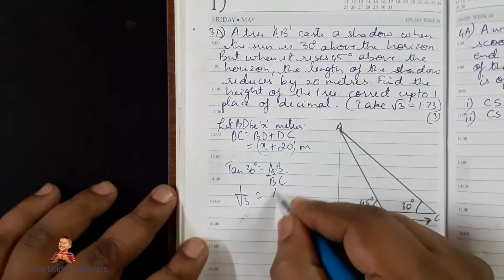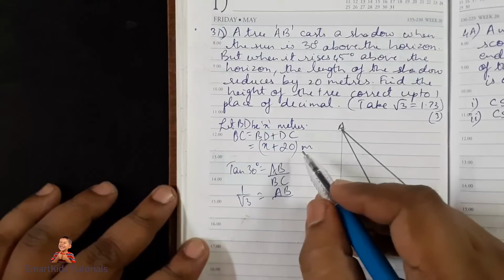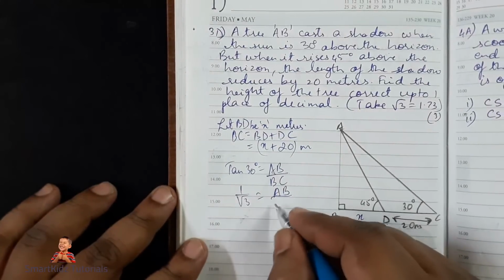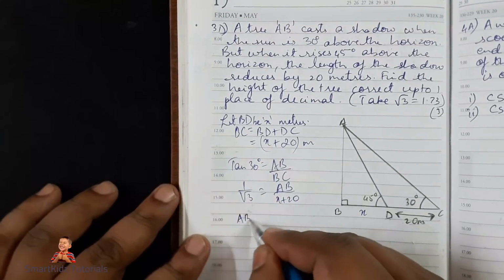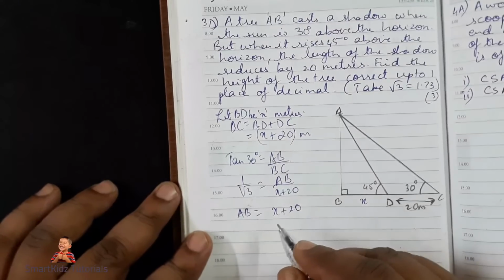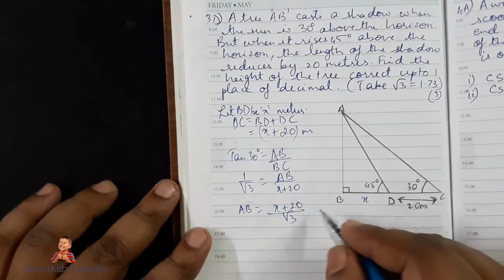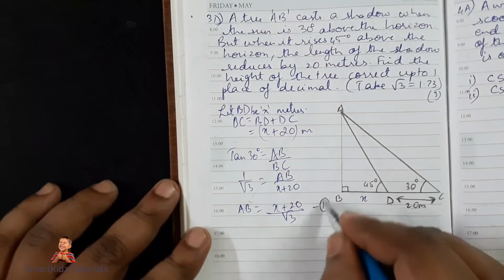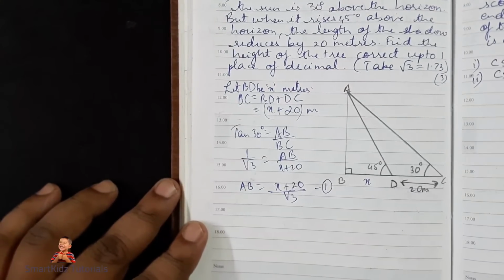AB we do not know. We need to find out. BC we can take from here, X plus 20. Keep AB on one side. So which means we will get X plus 20 upon root 3. I want to rationalize the denominator, but just leave it at that for the time being.